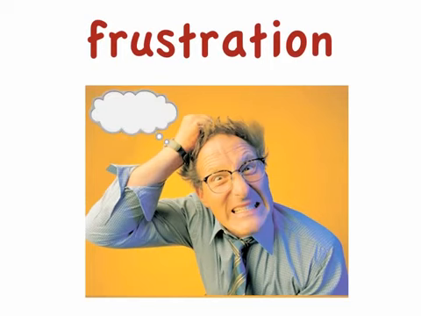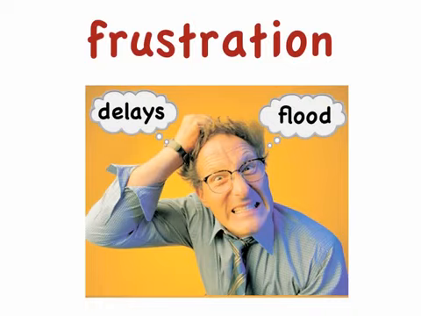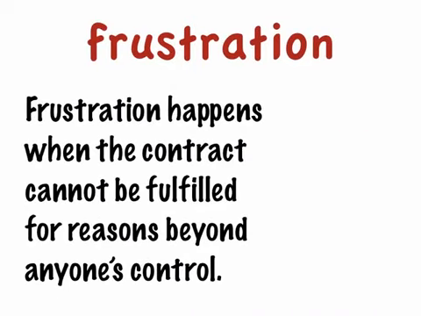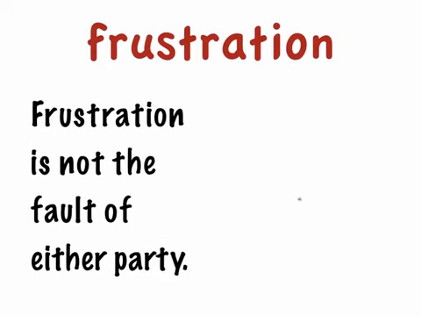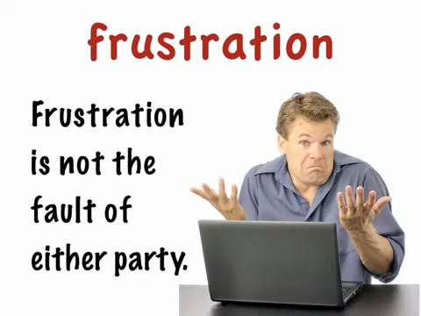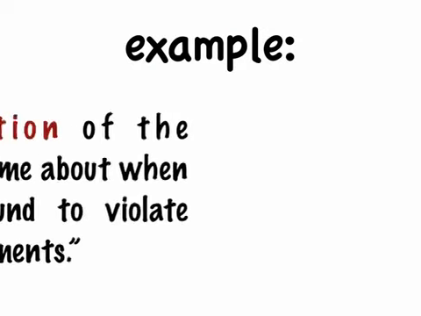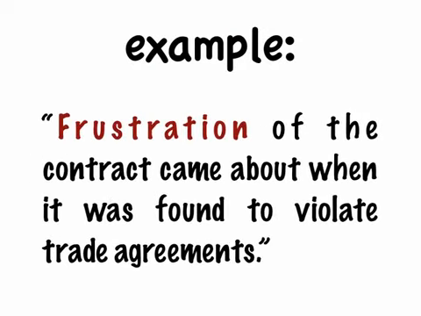Frustration. Frustration of a contract happens when the contract cannot be fulfilled for reasons beyond anyone's control. Frustration is not the fault of either party. Frustration of the contract came about when it was found to violate trade agreements.